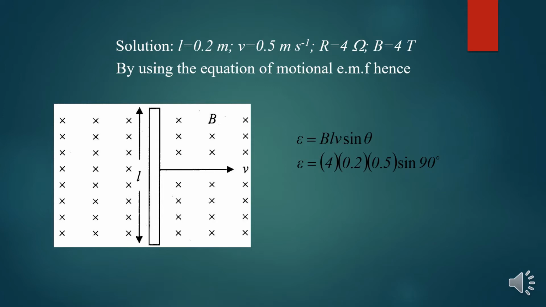But please remember, please be careful. We need to determine the value of theta here. The theta is always the angle between B and V. B is into the page and V is to the right. So the angle between B and V is 90 degrees. So we need to substitute the value of theta equal to 90 degrees. And by using our calculator, we can determine the value of induced EMF is equal to 0.4 volt. Okay, very easy.